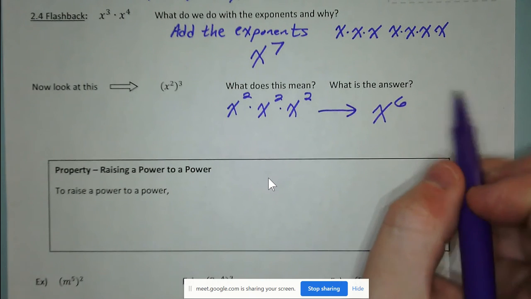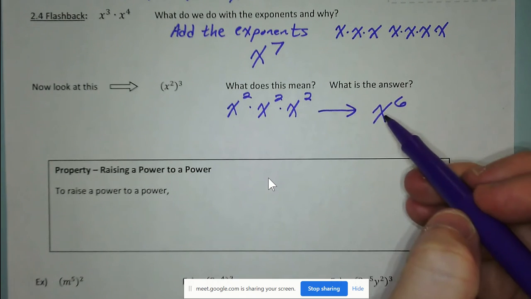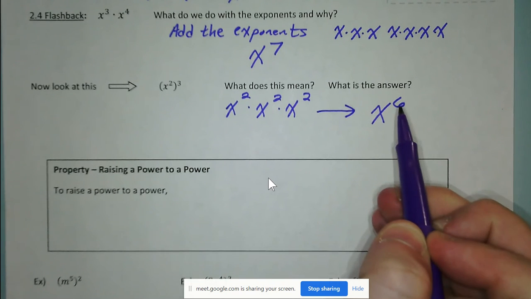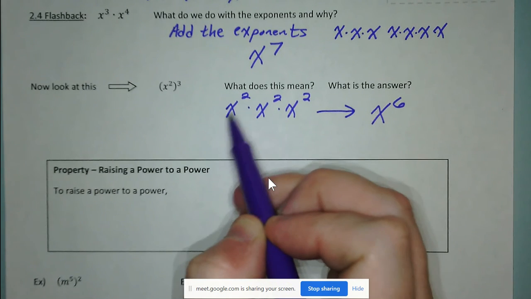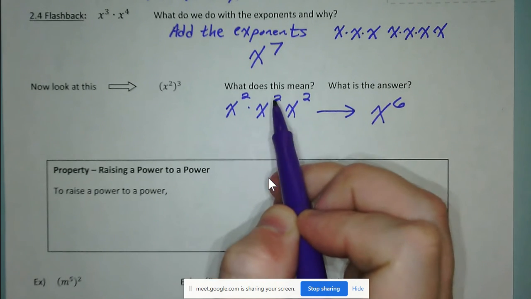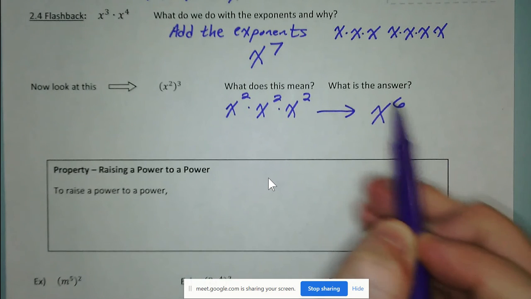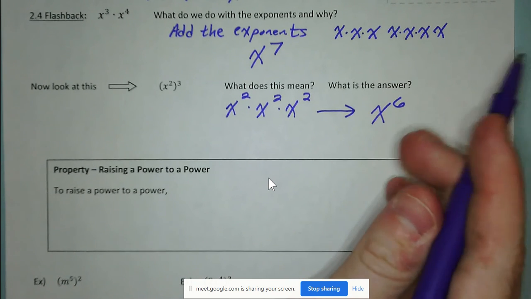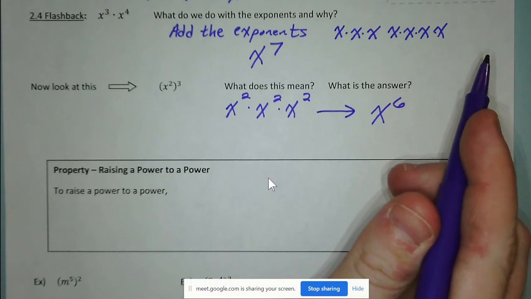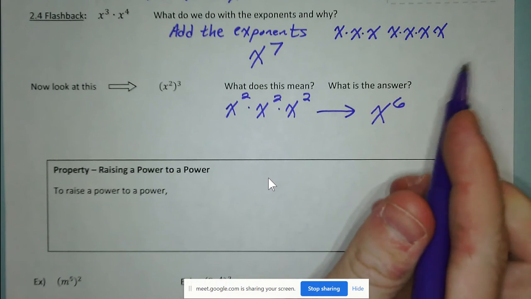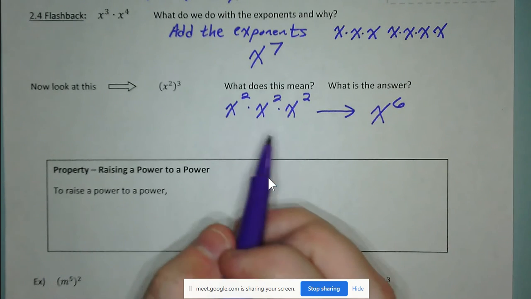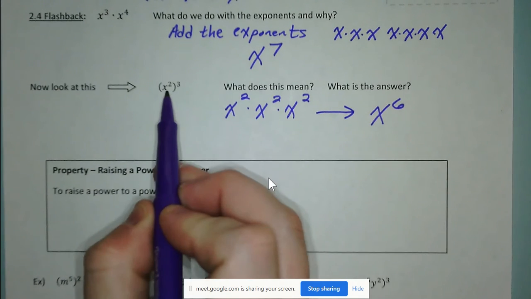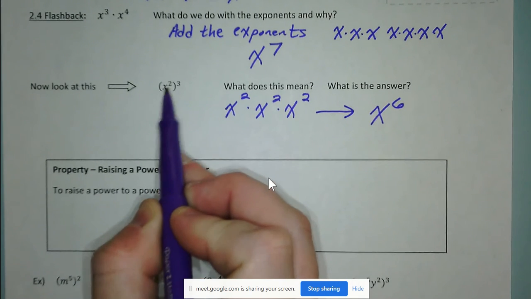Jonathan, is there a shortcut here? The fact that we wrote this all out and all we ended up getting was x to the 6th, because isn't this x times x times x times x times x times x? Final answer was just x to the 6th. Is there a shortcut there, Jonathan, that you know of? I don't know. Does anybody? Jack, do you know? No. Well, look at this. X to the 2nd power to the 3rd power. 2 and 3.